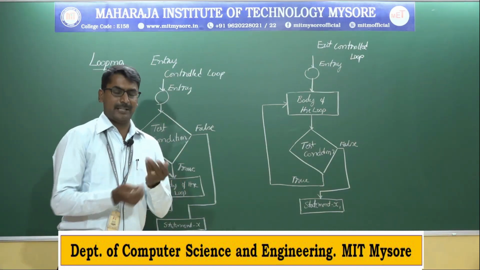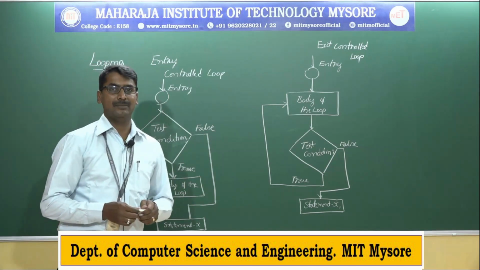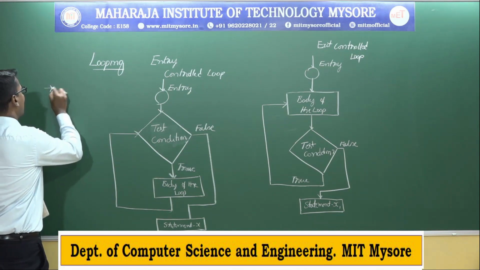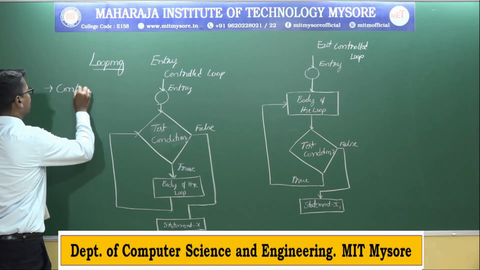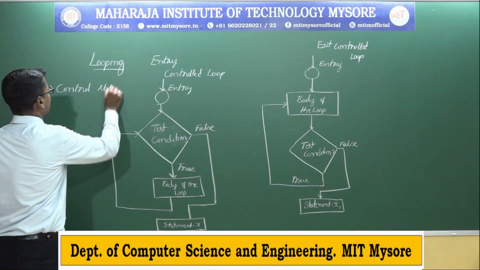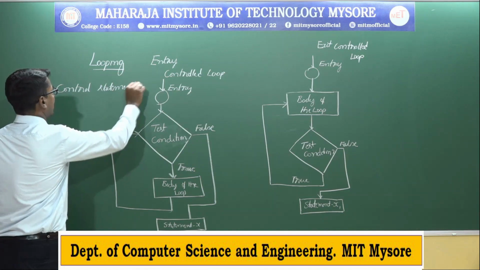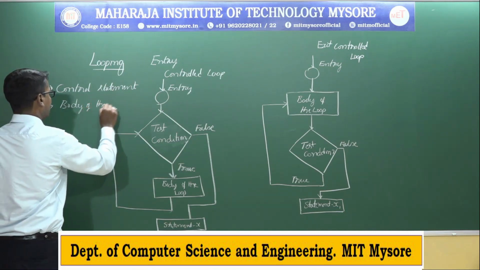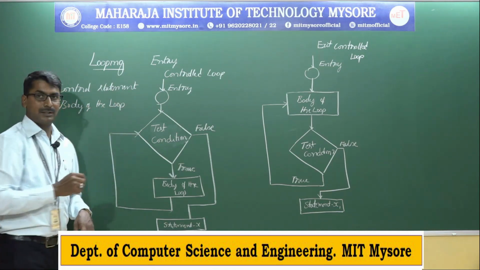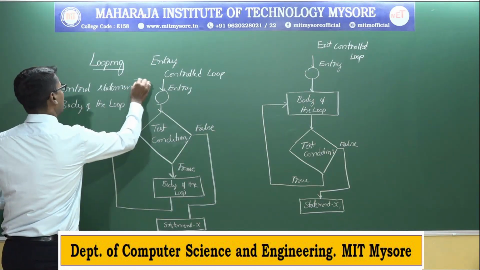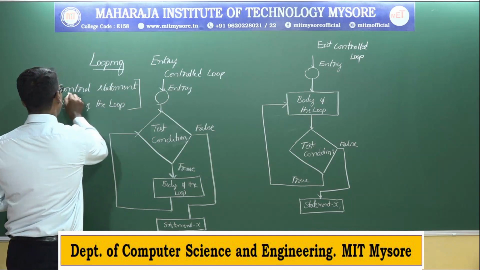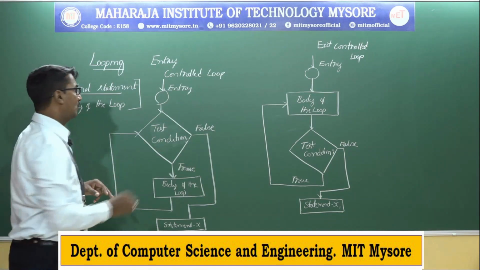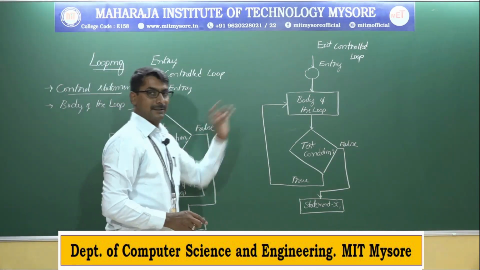Every loop statement consists of two parts, two elements or two segments. One segment is called the control segment or control statement, and the other is the body of the loop. Control statement and the body of the loop. Based on the position of the control statement, the loops are categorized into two types: entry control loop and exit control loop.